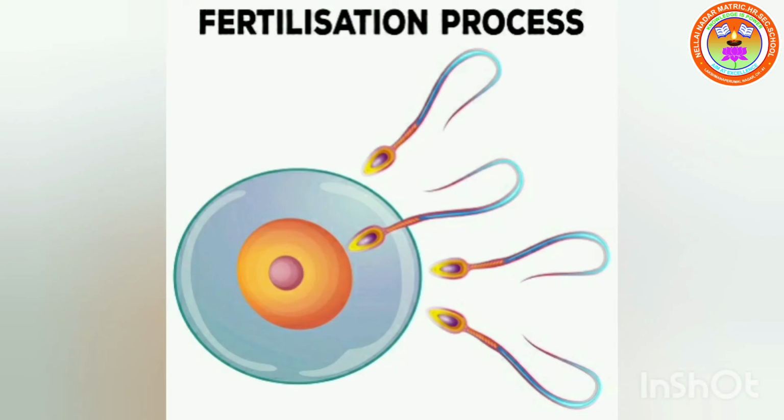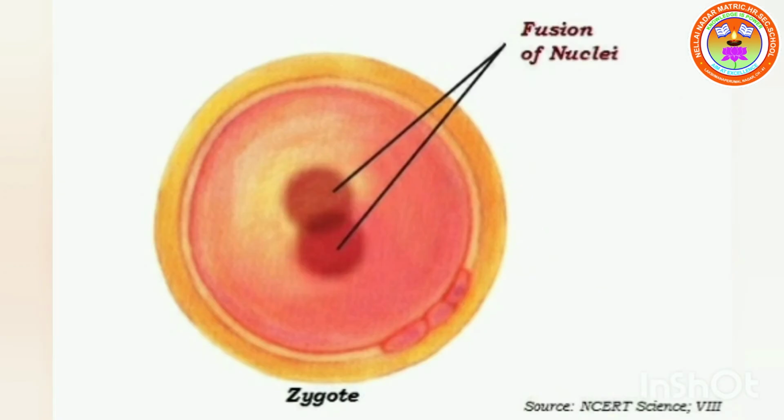Fertilization. When the male gamete reaches the female gametes, they begin to fuse together. The fusion of gametes is known as fertilization. During fertilization, the nuclei of sperm and the egg form a single nucleus together, resulting in the formation of the fertilized egg known as zygote.